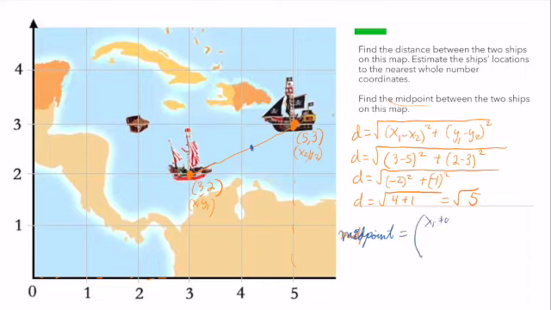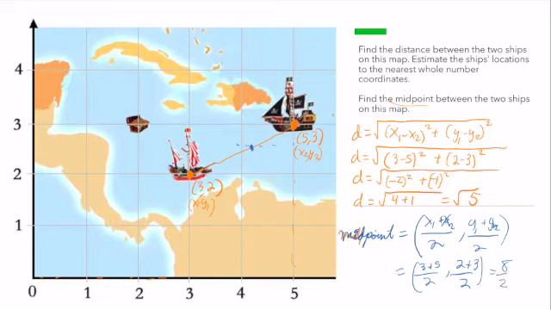So I'm going to take x1 plus x2 divided by 2. That makes sense. You take your x's, add them, divide it in the middle. Here we are in the middle. And then y1 plus y2 divided by 2. So that gives me a midpoint of 3 plus 5 divided by 2, comma 2 plus 3 divided by 2. And I find that my midpoint is 8 over 2, comma 5 over 2. So that gives me 4, comma 2.5.